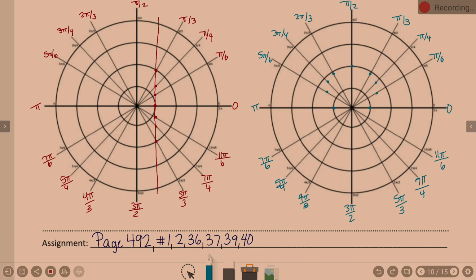Do I get to just stop and everything repeats now? No. Okay, another reason I wanted to show this one, yes? 7 pi over 6, 0.5. 5 pi over 4, 0.3. 4 pi over 3, 0.1. 3 pi over 2, 0. 5 pi over 3, 0.1. 7 pi over 4, 0.3. 11 pi over 6, 0.5. And 2 pi is 1.